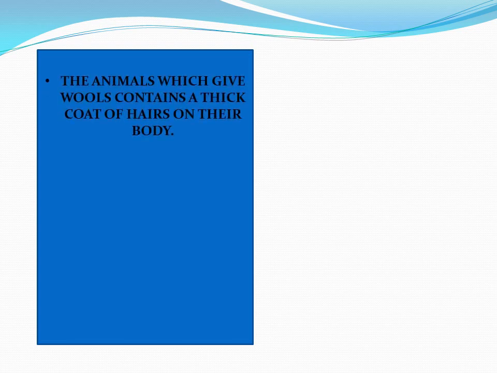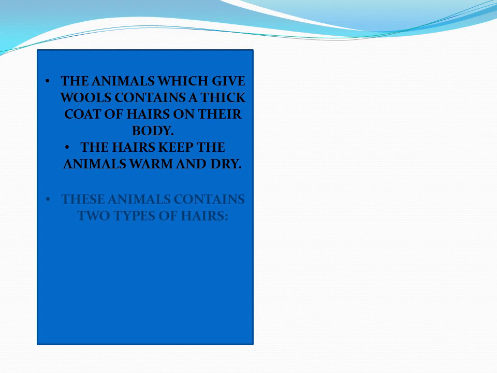The animals which give wool contain a thick coat of hairs on their body. These hairs are known as fleece. The hairs keep the animals warm and dry. These hairs trap the air inside them, and air is a poor conductor. So, being a poor conductor, the air does not move out of the body of the animals, and hence it keeps the animals warm and dry.